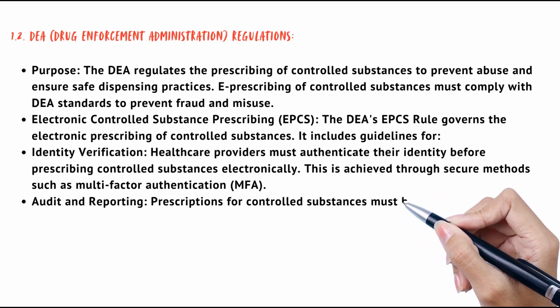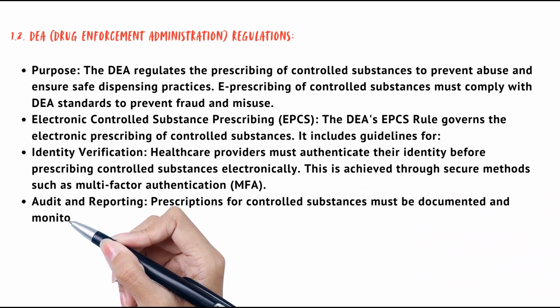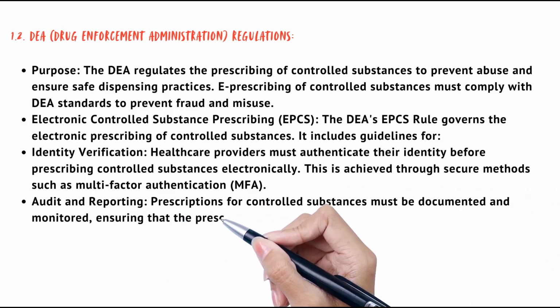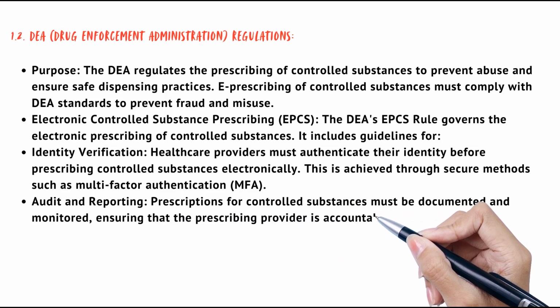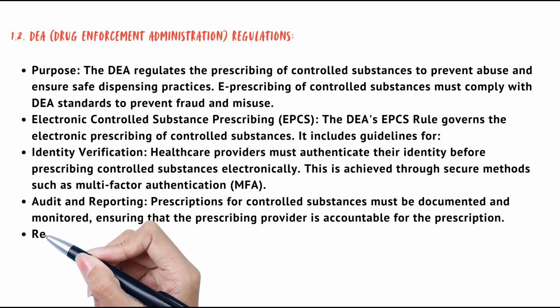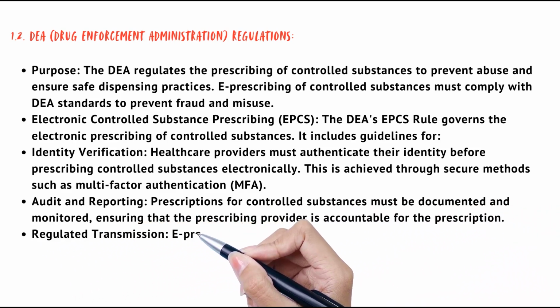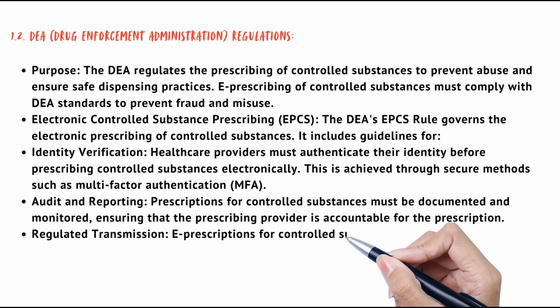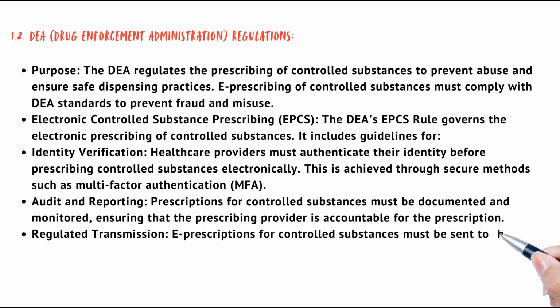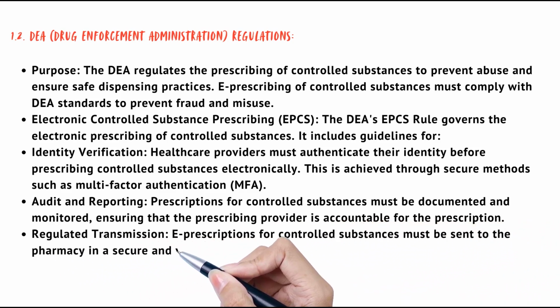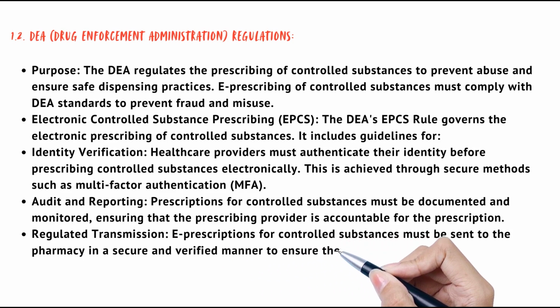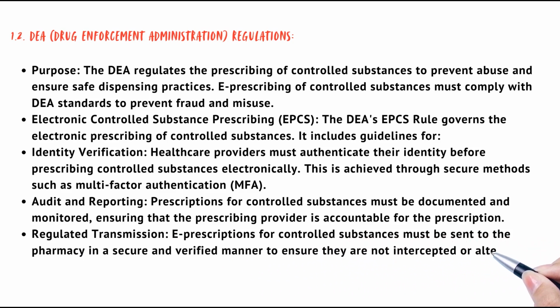Audit and reporting. Prescriptions for controlled substances must be documented and monitored, ensuring that the prescribing provider is accountable for the prescription. Regulated transmission. E-prescriptions for controlled substances must be sent to the pharmacy in a secure and verified manner to ensure they are not intercepted or altered.